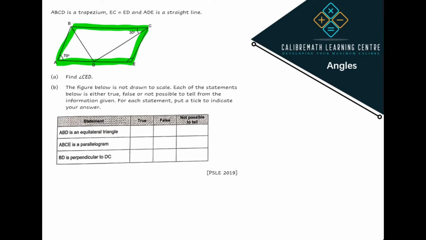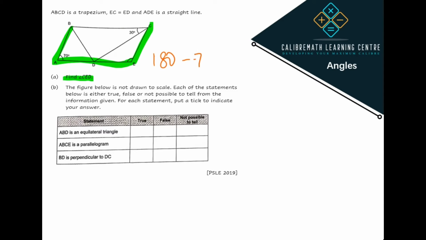Without reading the question, you might be misled to think that ABCE is a parallelogram. And then when they ask you to solve for angle CED, you will apply the alphabet U over here. And then you will think that to solve for CED, you will use 180 take away 70, and you get the answer to be 110. But this is not the correct way to solve it because let's read the question.